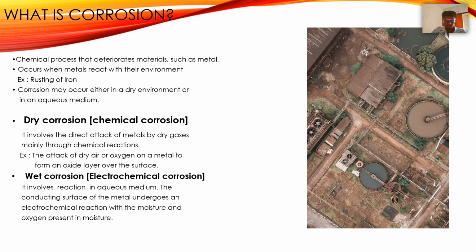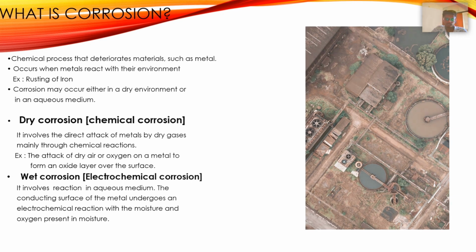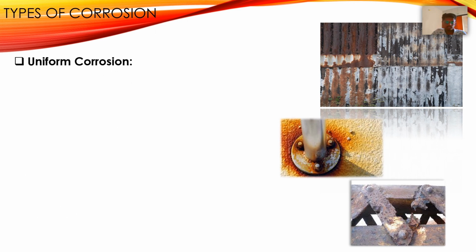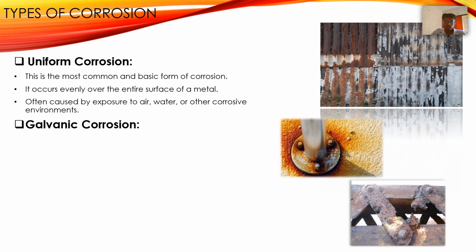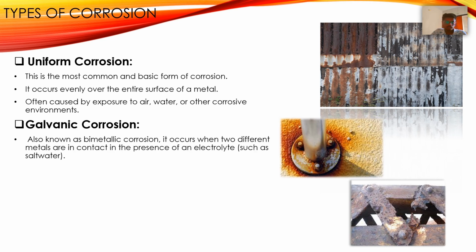Now, let us talk about the types of corrosion. First, uniform corrosion. This is the most common and basic form of corrosion. It occurs evenly over the entire surface of a metal, often caused by exposure to air, water, or other corrosive environments.